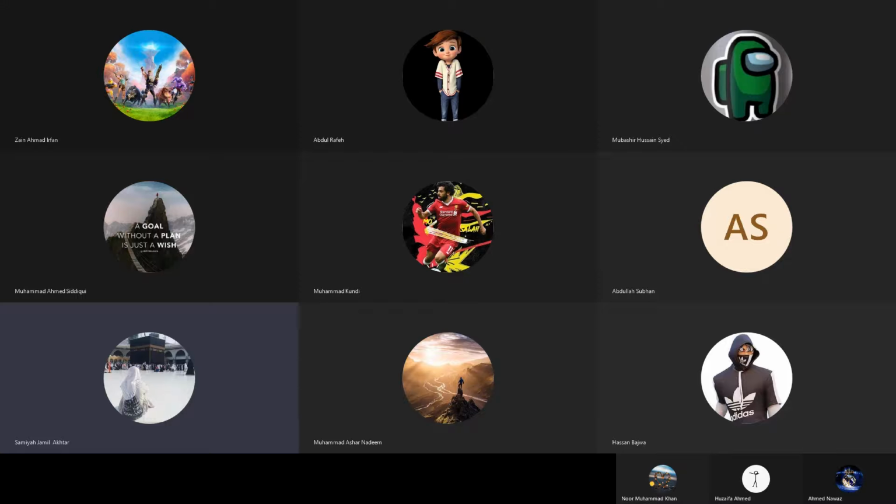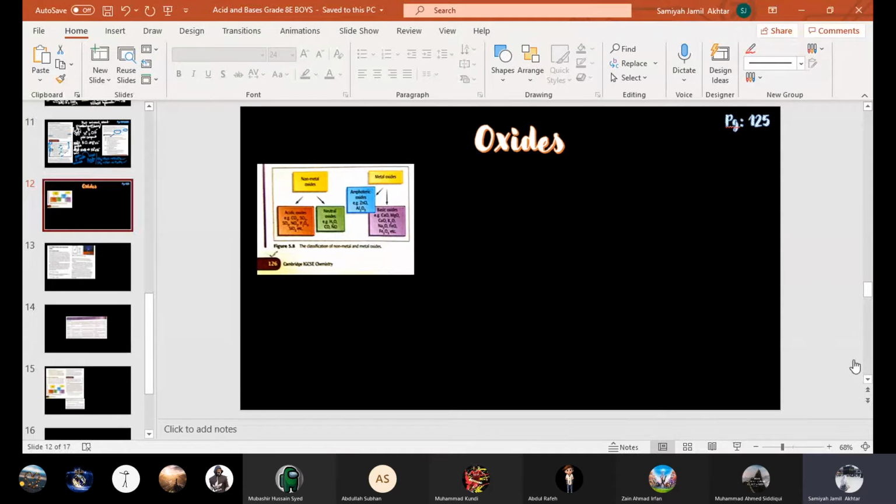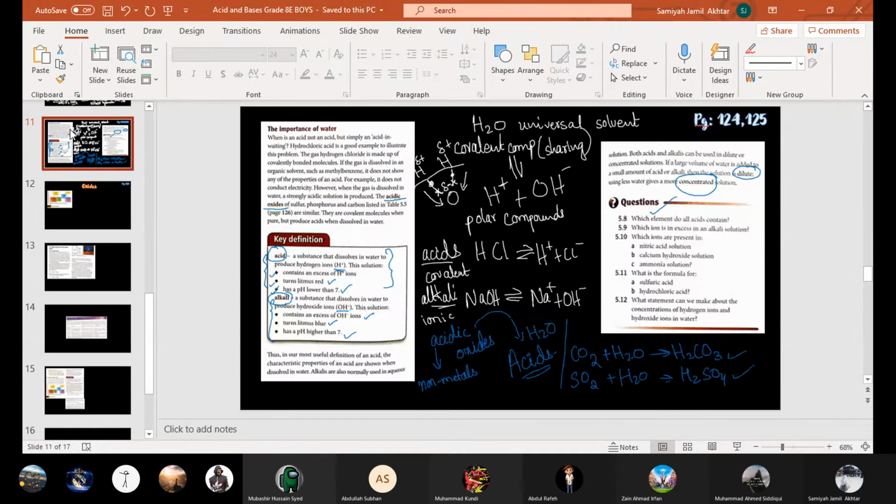Okay, so we have to do oxides today. Topic 5.3. We completed this topic, yeah? Or is there something left? Dilute and concentrated?